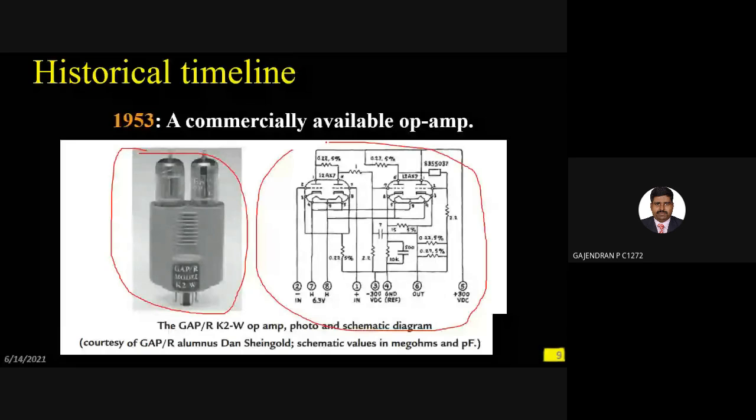Then in 1953, the first commercially available operational amplifier was invented. This is the physical structure of that commercially used operational amplifier. This is its internal structure. Internally, what things are available? Can you identify any of the elements that you already know in this internal structure on the right hand side?